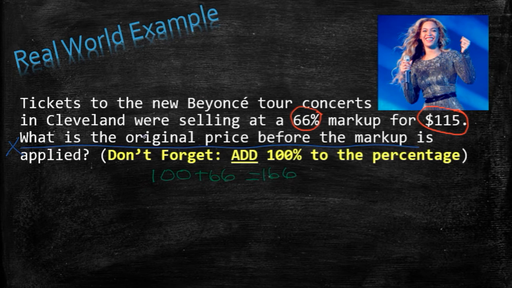Okay, simple. Then our fraction bar. We know 100 goes on the bottom. We know the percent goes on the top. Now, what is the original price before the markup? The original price goes on the bottom.